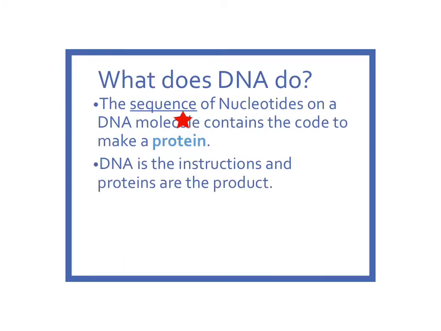Well, the sequence or the order of the nucleotides on a DNA molecule is actually containing the code, the instructions to make a protein. So DNA is actually just containing instructions on how to build proteins. And proteins, of course, form the structures of your muscles and your bones. They form enzymes that are doing important chemical reactions. They're just so important in every living thing. Most of what makes you who you are has to do with protein, and DNA is having the instructions for how to do that.